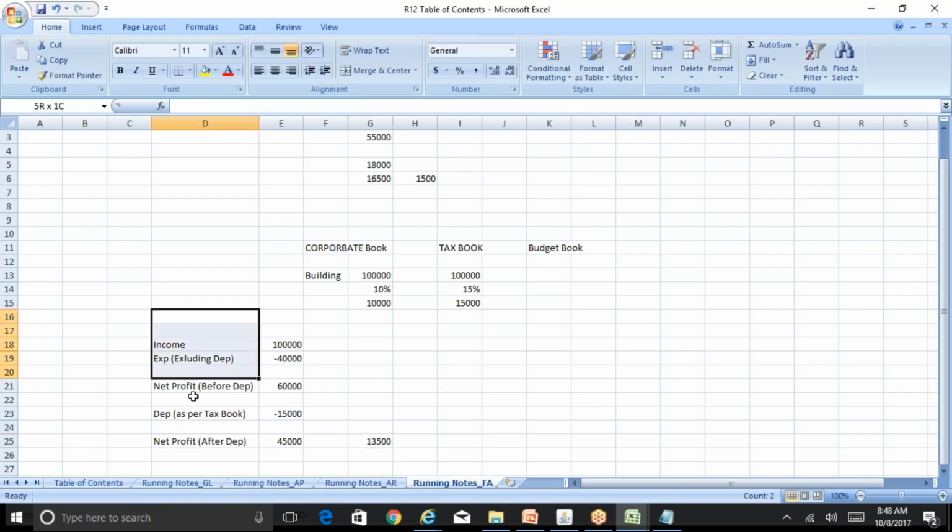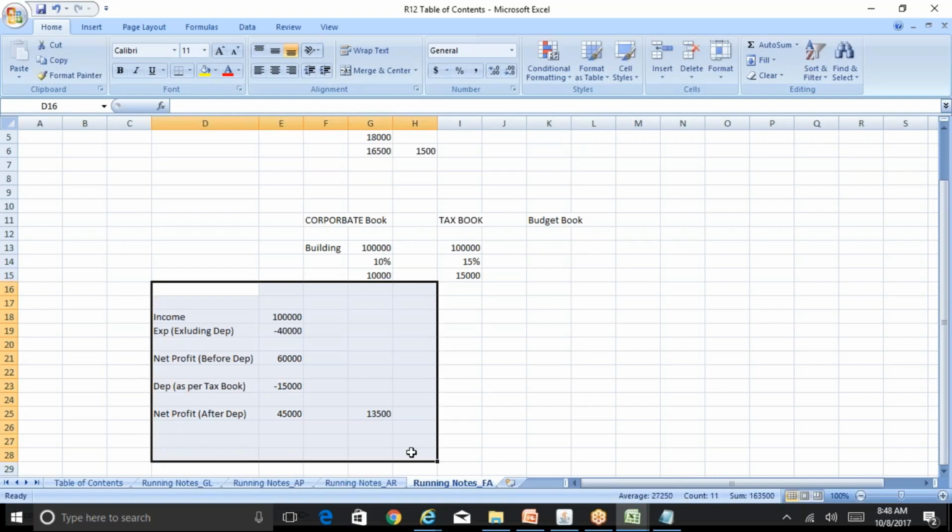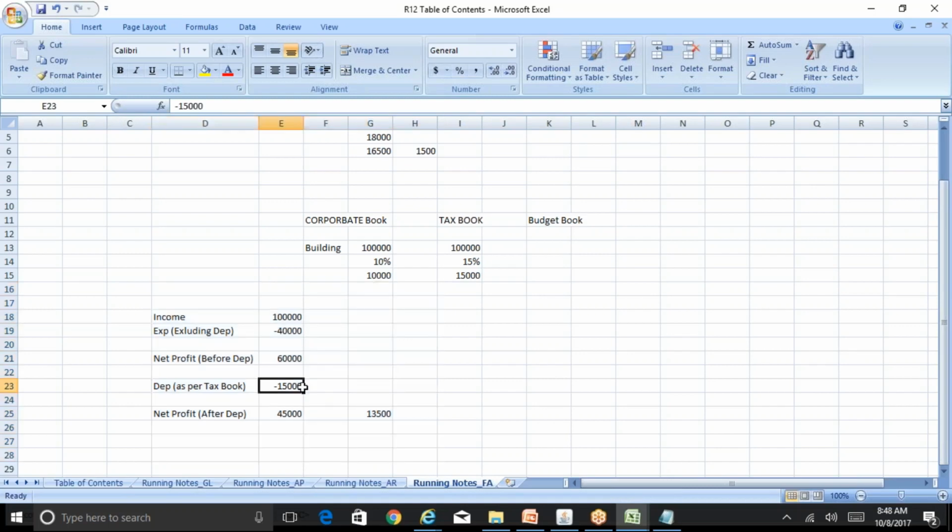So all these details, whatever you're doing, is kind of outside the system. You're doing this calculation. There is no disconnect, and that's what even the law says, as you are paying tax as per your income tax act. So when you're paying tax as per your income tax act, show me the depreciation calculation as per my income tax act, not as per your corporate law. So the depreciation calculation as per your income tax act in this example is 15,000.